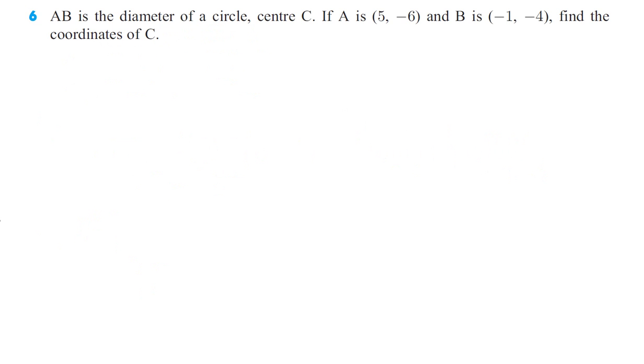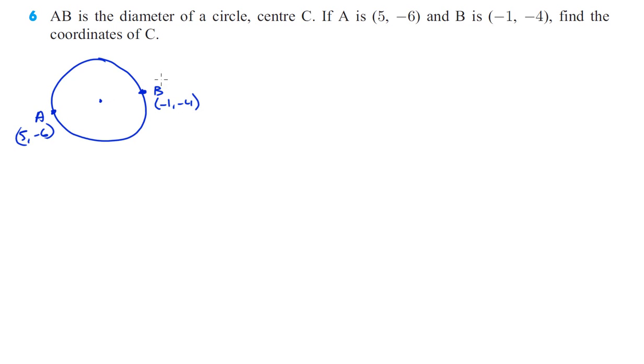Number 6, AB is the diameter of a circle that has a center C. Okay, if A is at 5, negative 6, and then B is at negative 1, negative 4, find the coordinates of C. So let's try to draw a picture. That's as good of a circle as I'm going to get here. Okay, so again, I'm not going to worry too much about these all being in the exact right spot here. Let's just call this A, which is at 5, negative 6. And then this is going to be B, which is negative 1, negative 4.